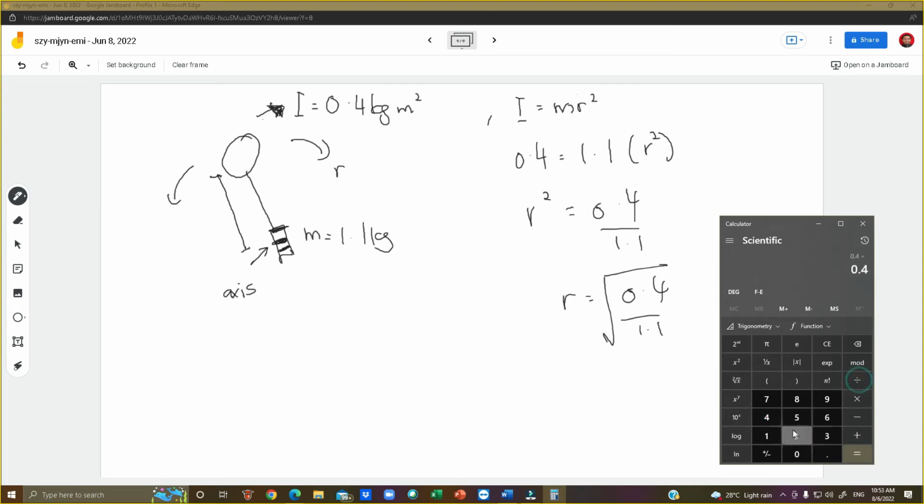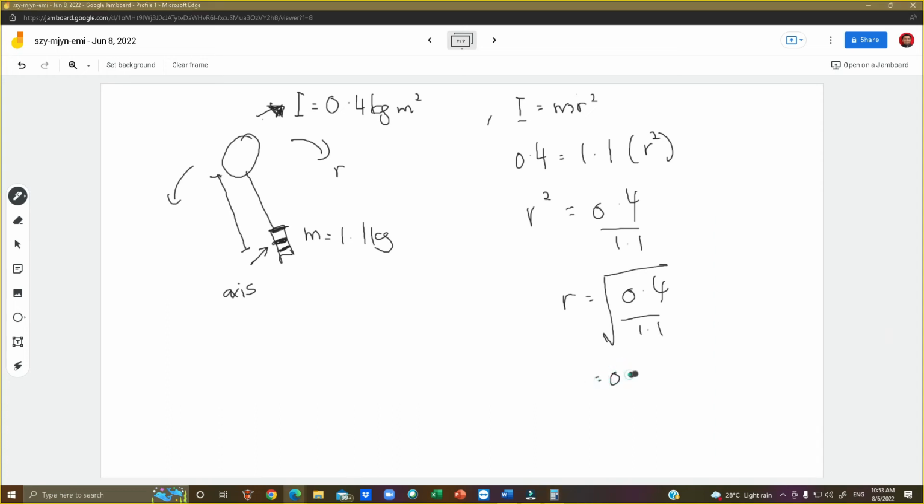0.4 divided by 1.1, and the answer we get is the square root, 0.6 meter or 60 centimeters. This is an example of usage, so they try to determine the point of the radius of gyration. Okay, now let's go to the second one.